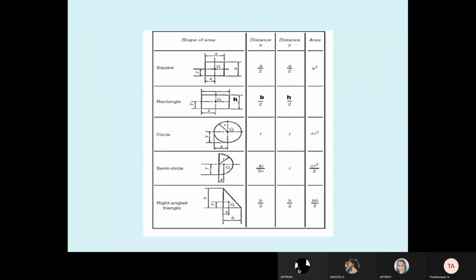Circle, what is area? Pi r square. For rectangle, the area equal to b into h, base into height. We always write length into breadth, but here we are writing base into height. Circle, we know pi r square. What is the center distance? d by 2. X bar d by 2, y bar d by 2. What is d by 2? Diameter by 2. What is diameter by 2? Radius. Understand? For circle, x bar equal radius, y bar also radius.